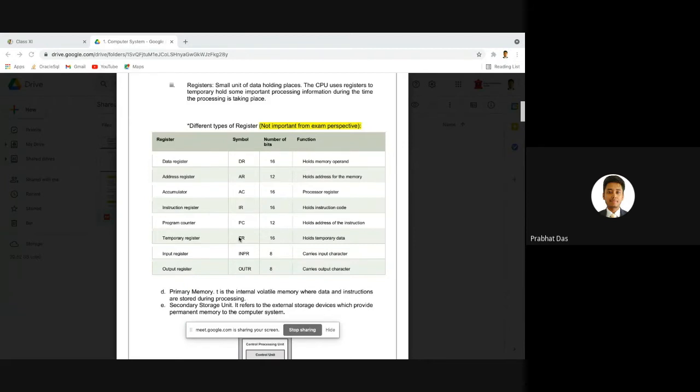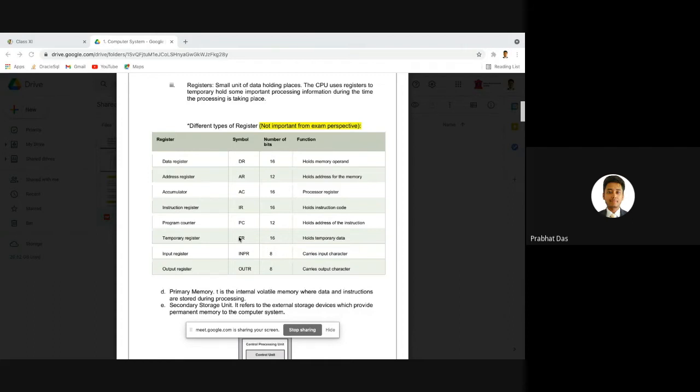For example, while processing, you need to perform, let's say, 2 plus 2 first, and then multiply it with 3, like in the last class whatever I said. First the 2 plus 2 is done, so that output of 2 plus 2 needs to be stored somewhere, right? That is basically the temporary data, and it will be stored in the temporary register.